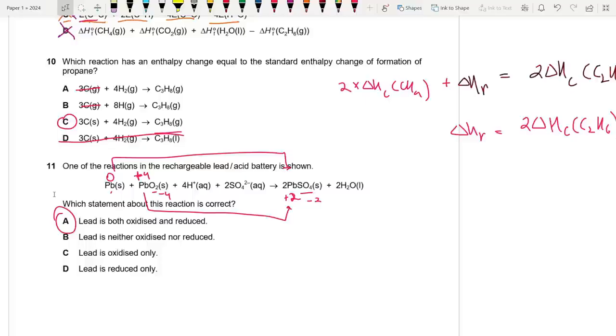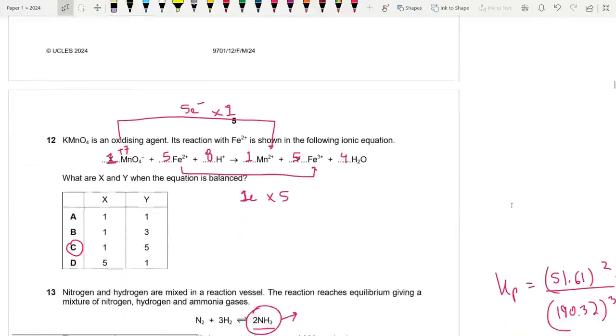So lead from the left hand side goes from 0 to +2 as well as from +4 to +2. From 0 to +2 it is actually oxidized, and from +4 to +2 it is actually reduced. So yes, lead is both oxidized and reduced in this reaction. Okay, moving on to question number 12.